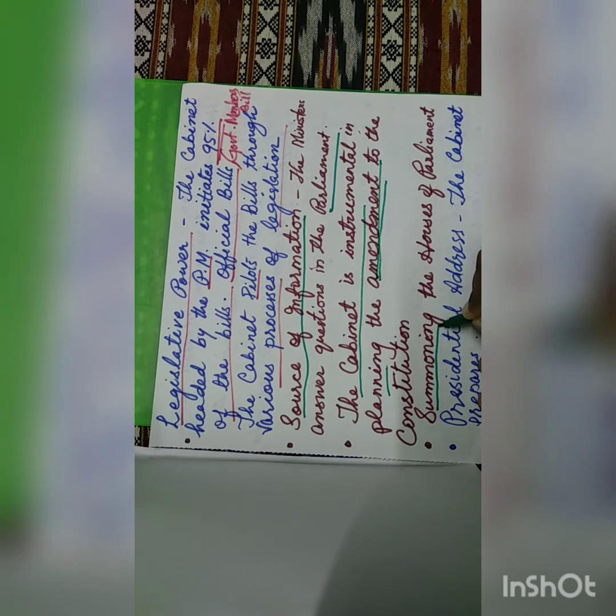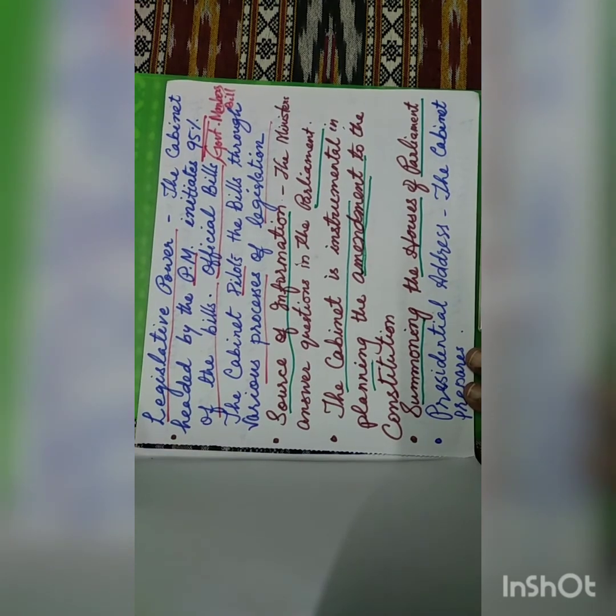Next comes summoning, proroguing or dissolving the house, that is Lok Sabha, or only summoning the parliament, both houses, which is also a power of the cabinet headed by the prime minister. We have learned that summon, prorogue and dissolve is a power of the president. The president does not do it himself. He receives order or advice from the prime minister and the cabinet, and then he summons or prorogues or dissolves. So in reality, they are the powers of the Prime Minister and the Cabinet.